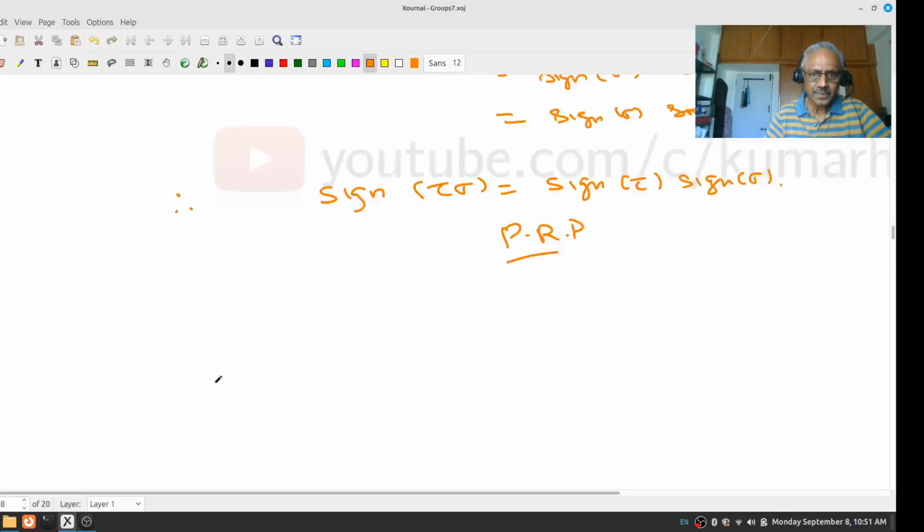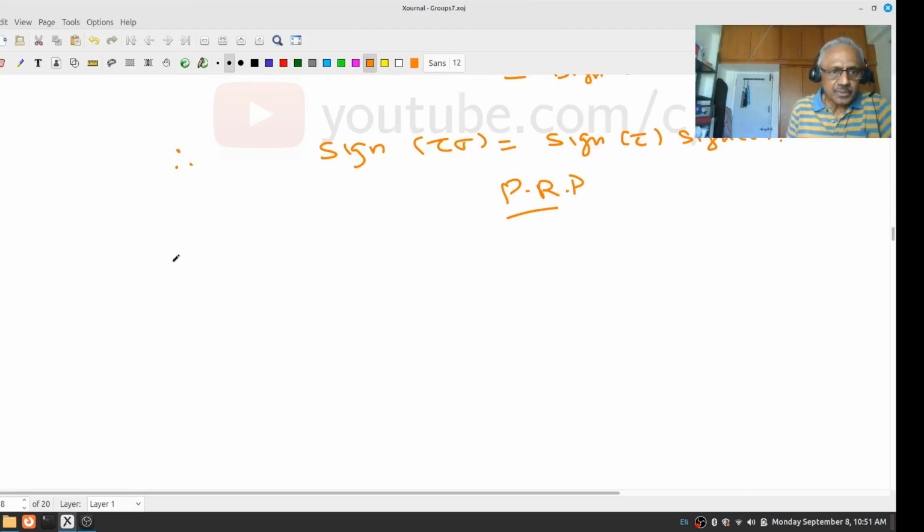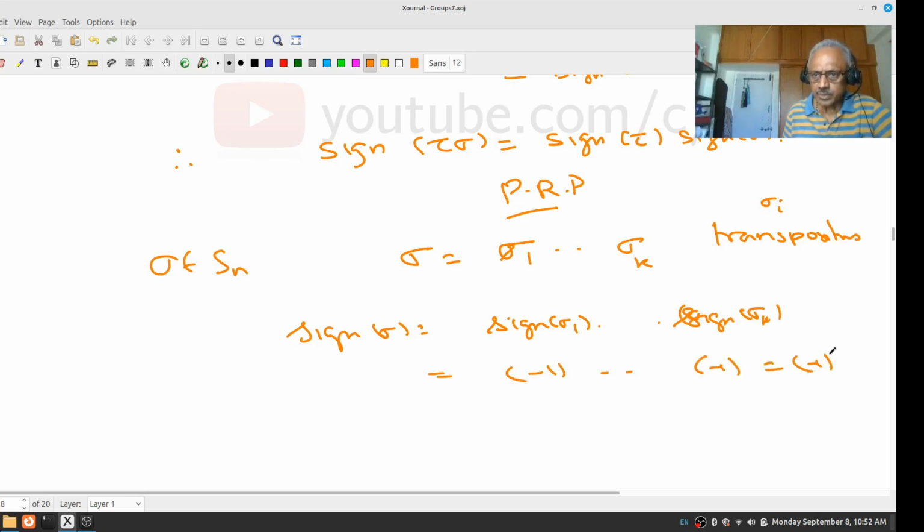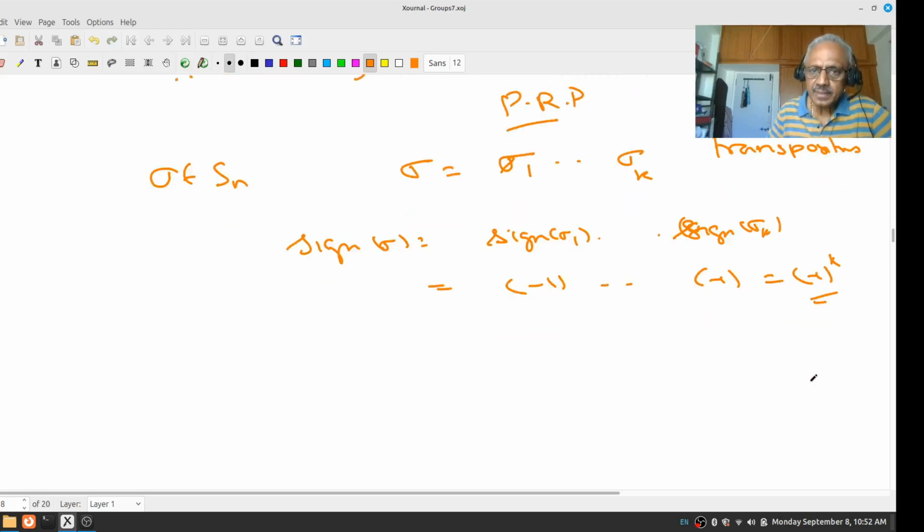So let us go. Now suppose sigma is in Sn, then I can write sigma as sigma 1 to sigma k, as transpositions. Sigma j's are all transpositions. Now notice that this is not unique. Therefore, the sign of sigma will be the sign of sigma 1 times up to the sign of sigma k, but we know the sign of each is minus 1, and the product is minus 1 to the power k. So I can easily compute it the moment I break sigma into a product of transpositions.